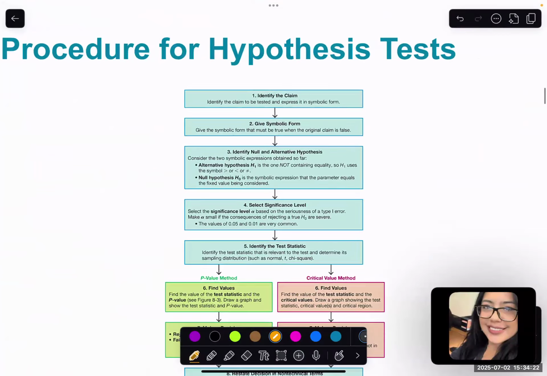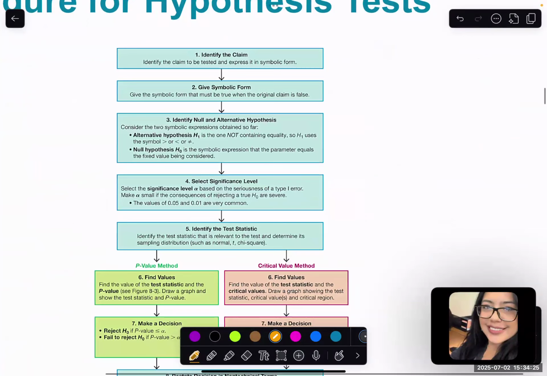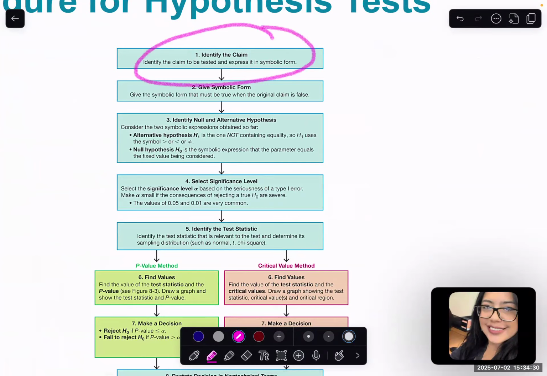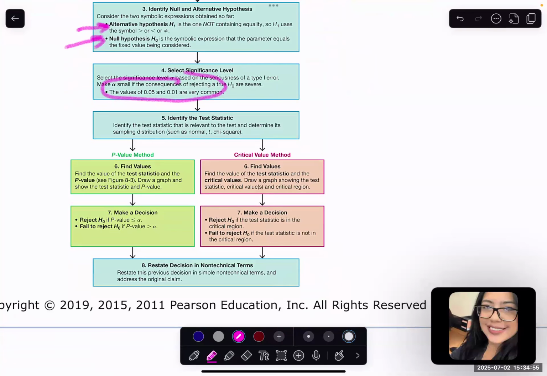So what is the procedure for the hypothesis test? The first thing you want to do is make sure you identify the claim. You identify the claim. Then you give it a symbolic form. And then you identify what is H1, what is H0, or what is the null hypothesis, what is H1, and what is the significance level, if alpha is 0.05 or alpha is 0.01. That's very common. And then you need to identify what type of test statistic we are using. Are we going to use the p-value method or the critical value method?